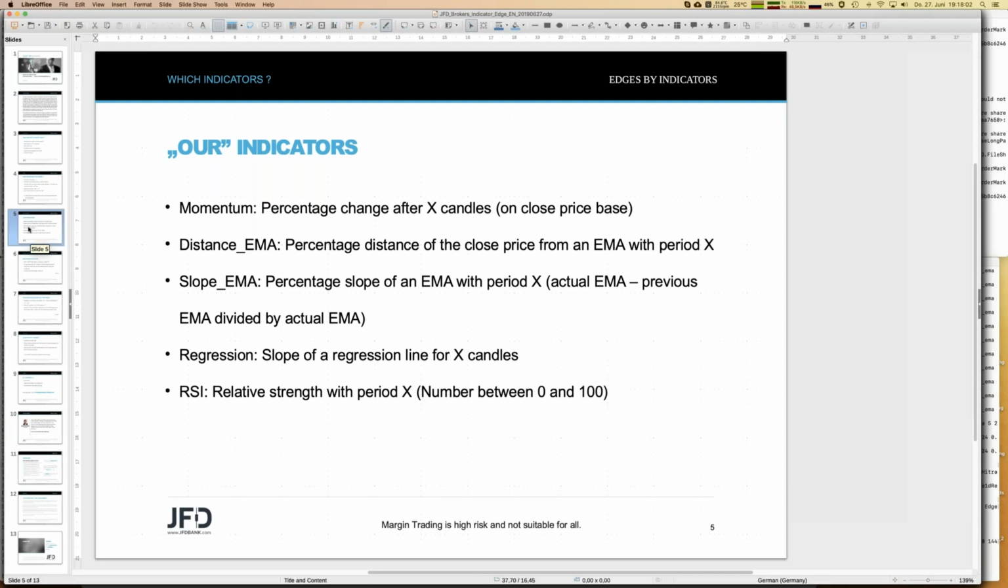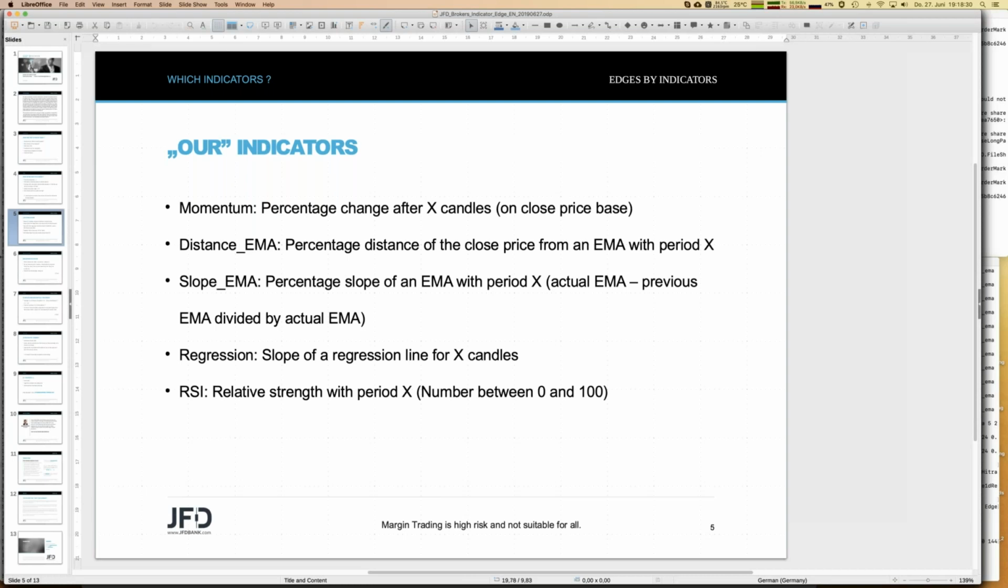Regression line means, like in Excel, you have a couple of data points, and then you draw a regression line. Even that you can do in MT4 as well. And then we take the slope of that regression line as an indicator. It might be a little bit similar to the slope EMA, but as you see, the definition is definitely not the same. So that means there must be something different.